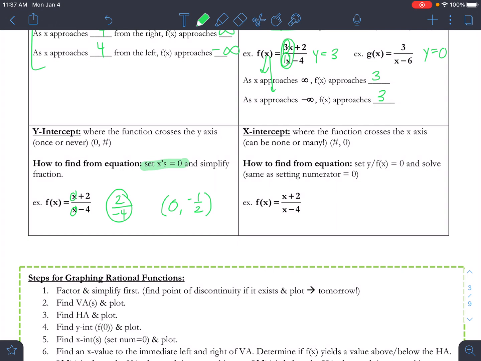Okay, how do you find an x-intercept? There could be none, one, or many. Okay, we write it as a number comma 0 versus 0 comma a number. We set y to 0. So basically we write this, x plus 2 over x minus 4. But notice that if you were to cross multiply or something, we would always just set the numerator to 0. So I just say, typically the easiest thing is setting the numerator to 0. So when is x plus 2 equal to 0? At negative 2. So my x-intercept would be negative 2, 0.